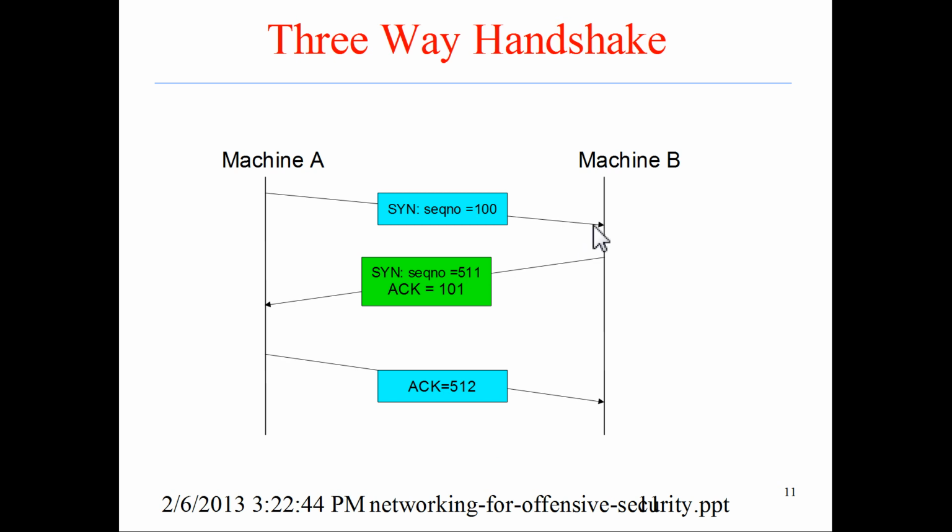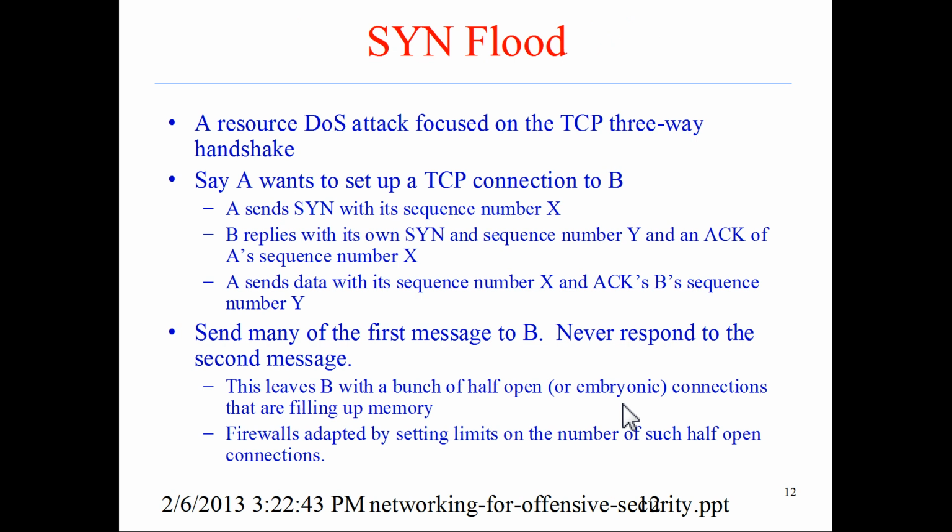Now, this obviously has to keep track of what my sequence number was for machine A. It was 100. Now the reply says it's 102. Similarly, machine B has to keep track of the sequence number 511 and then 512. And a way to attack TCP services is effectively to flood SYN messages and not care about the three-way handshake at all, just continually starting more and more three-way handshakes.